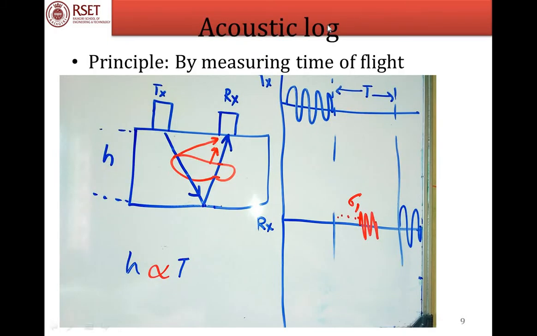Now the next portion to be covered is acoustic logging. Principle: measuring time of flight. You can have one transmitter and one receiver. The ultrasonic transmitter is made of piezoelectric material excited by some oscillators. When this transmitter is excited, it keeps on sending waves, and the waves get reflected at the bottom of this block, and the receiver receives the waveform after a time T.